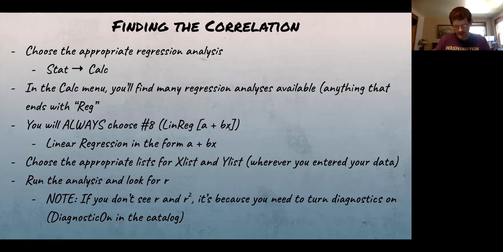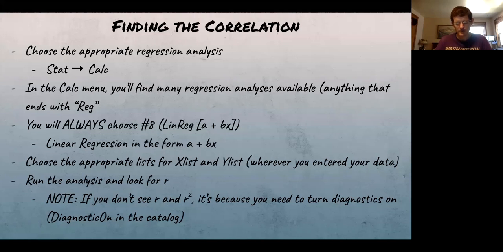So first of all, you can get out of the graph and just hit stat, go over to calc. And before you choose anything, notice you have a lot of regression analyses built into the calculator. So you've got your 2 linear regressions, a quadratic regression, cubic, quartic, natural log, exponential, and power regression. Lots of stuff going on. The only one you're ever going to use is number 8, linear regression a plus bx. And we'll talk about this more tomorrow, but just for today, that's the only thing you need to worry about. And then your X and your Y list is exactly the same for this as it was for the scatter plot. So once you've got all that, you just hit enter the whole way through.